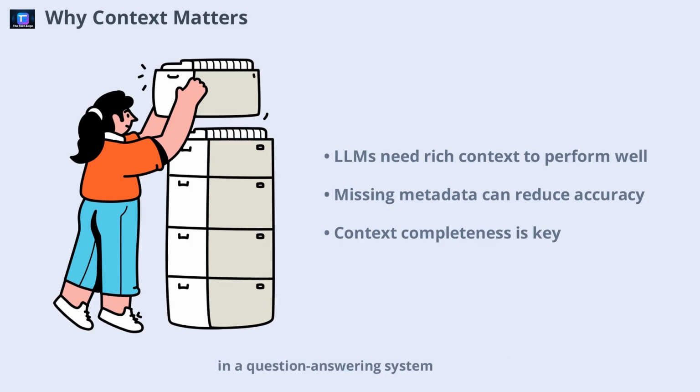For example, in a question answering system, simply providing the text of a document may not be enough. Omitting details like file names or metadata can lead to incomplete or even incorrect answers, especially if the user references information not present in the main text.